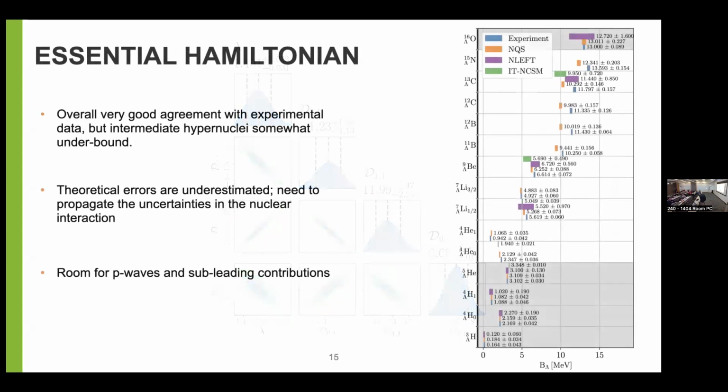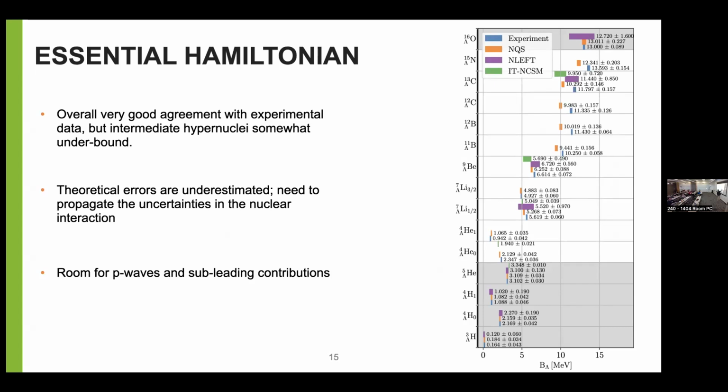But then again, we play the same game. Okay, now we have this potential, it has been determined here and there, and you can try to reproduce the lambda separation energy. So what is the difference between the energy of the hypernucleus and the parent nucleus? And here we are comparing with some no-core shell model and some lattice QCD calculations in purple, and no-core shell model is in green. And we typically do fairly well.